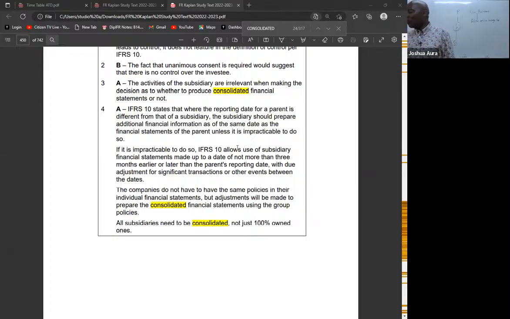The companies do not have to have the same policies in the individual financial statements, but adjustments will be made to prepare the consolidated financial statement using the group policies. All subsidiaries need not be consolidated, not just 100% owned subsidiaries. You don't have to consolidate, we have those exemptions, remember.